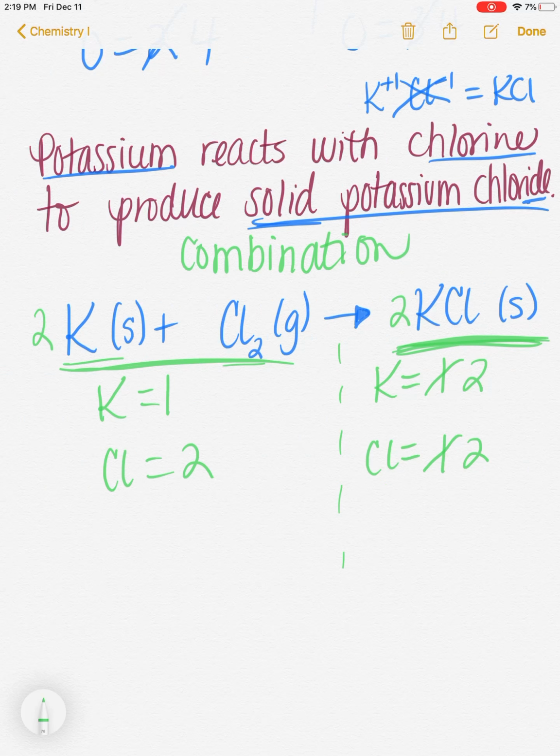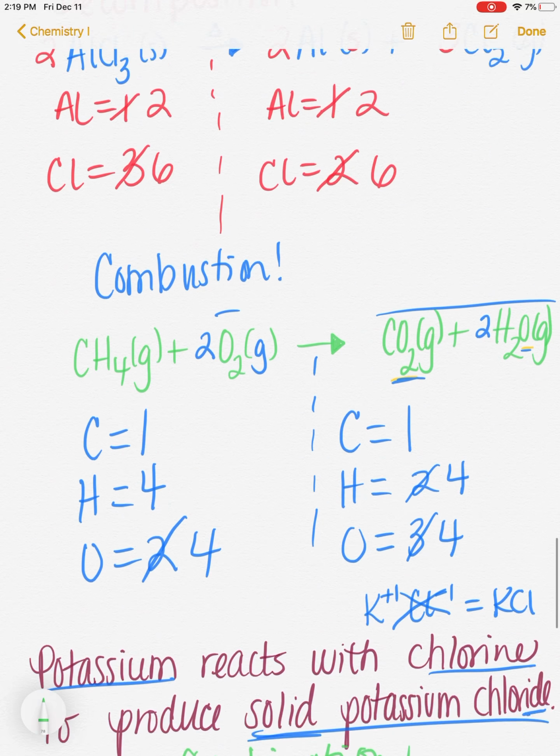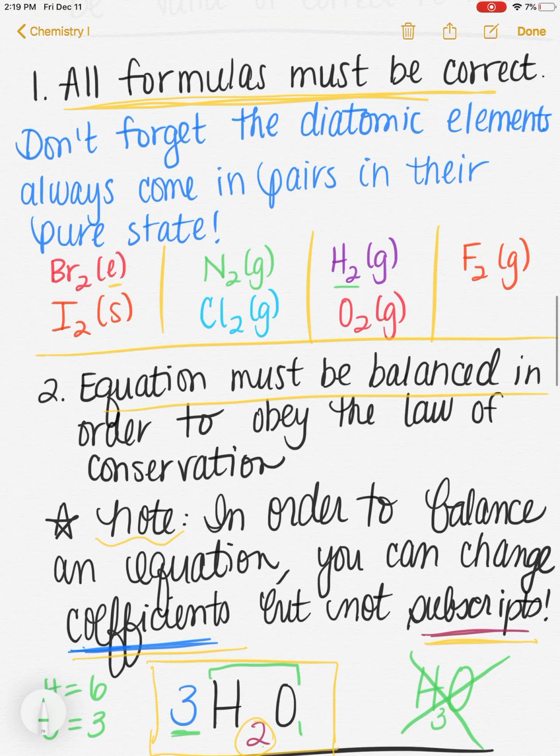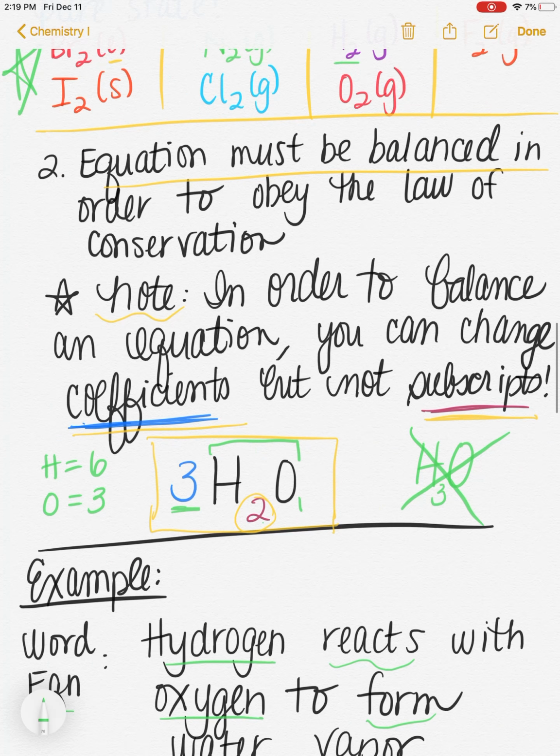I hope this overview and set of sample problems has helped you to better understand how to write and balance equations. My biggest suggestions and reminders to you: do not forget your Brinkelhoffs. Don't forget the diatomic elements, because if you mess that up, it'll be really hard to balance. The second thing, when you go to balance, you are only allowed to change coefficients, not subscripts. All right, happy practicing.